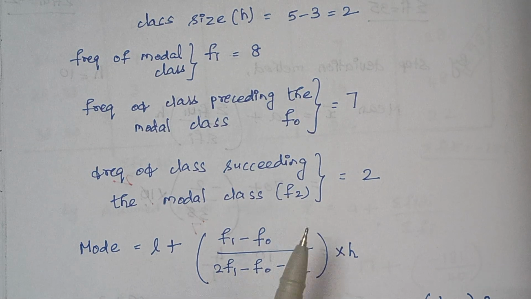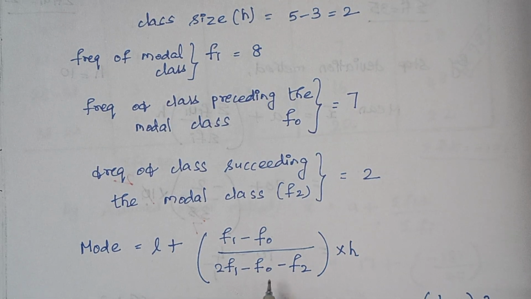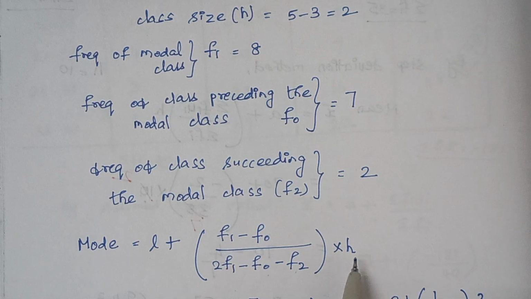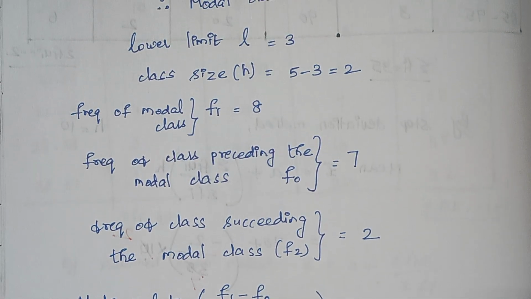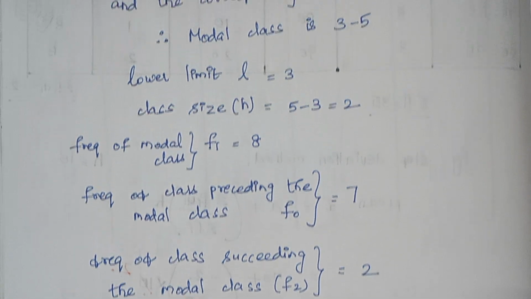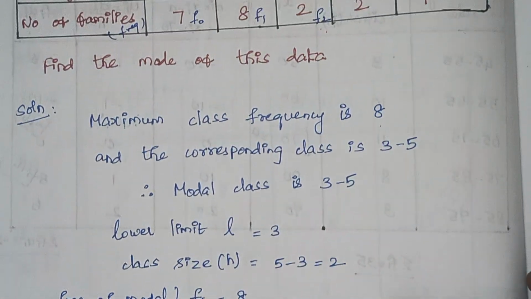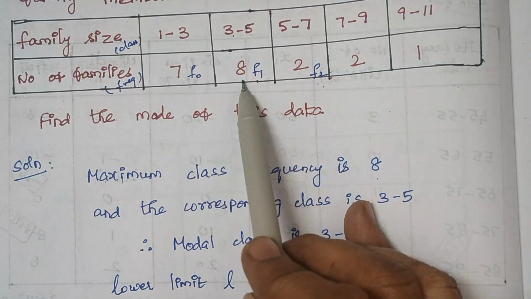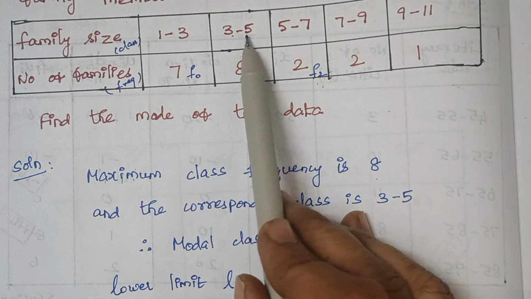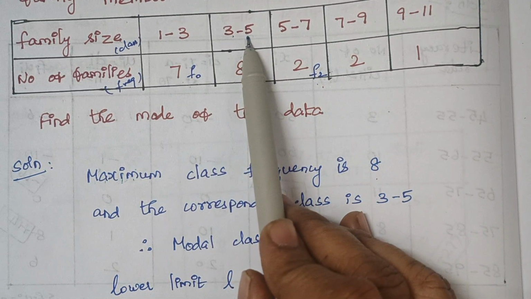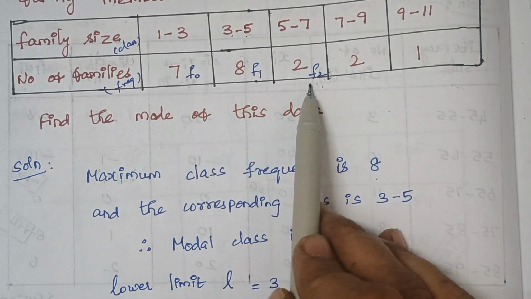The formula is L plus (F1 minus F0) divided by (2F1 minus F0 minus F2), into H. What is L? L is our lower limit, the lower limit of the highest frequency class. This is our maximum frequency, and this is the respective class of the maximum frequency. From this class we are going to find L and H. And F0 and F2 we can easily find from the table.